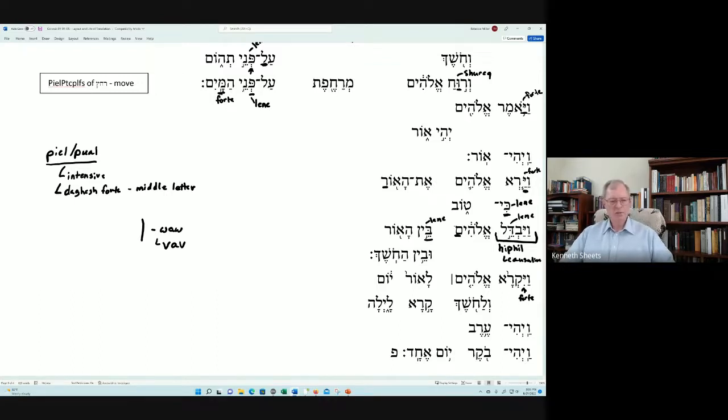Modern Hebrew, they have introduced different ideas. They have a lot of different vocabulary and things, and they don't pronounce with the distinction that the Masoretes demonstrated was in the original text.